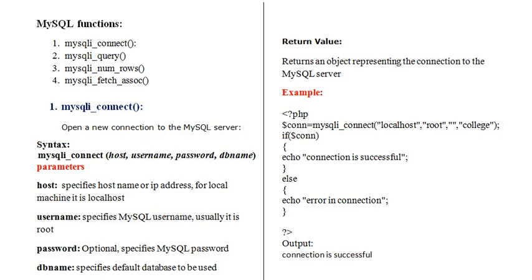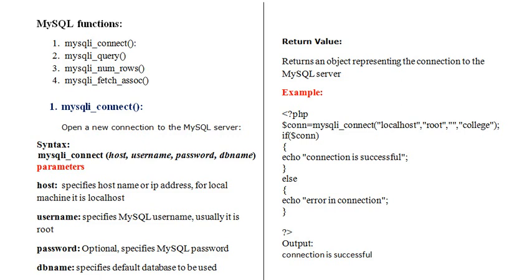Today we are going to see MySQL functions. There are four important MySQL functions in PHP, which are mysqli_connect, mysqli_query, mysqli_num_rows, and the fourth one, mysqli_fetch_assoc. Now in that, we are going to see the first important function, that is mysqli_connect.